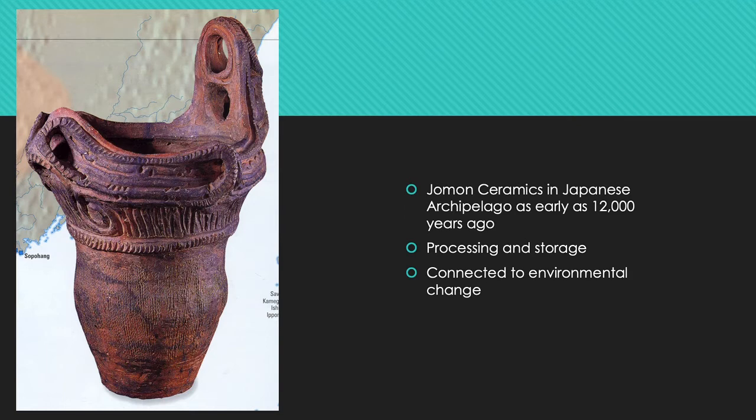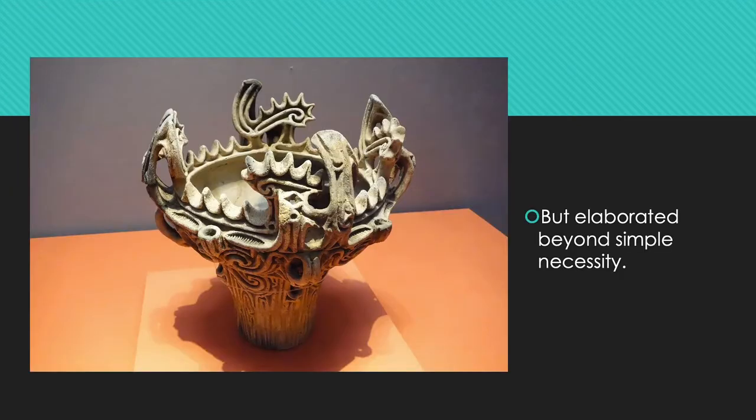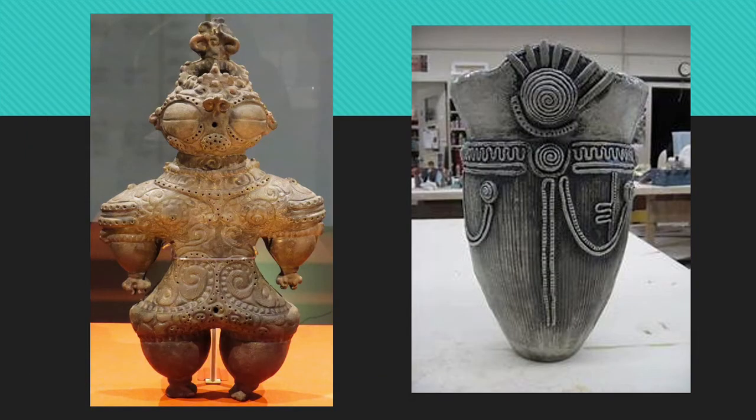And for a late Pleistocene, Ice Age society, the fact that ceramics had entered into so many different dimensions of Jomon society and use is incredibly advanced for this time period. And they're elaborated beyond simple necessity. This is not just a finger pot that somebody makes to hold some grain or whatnot. This is already at this very, very early date true artistry. And you can see here some additional examples clearly demonstrating that.